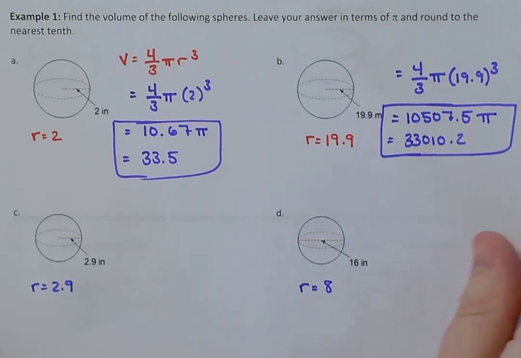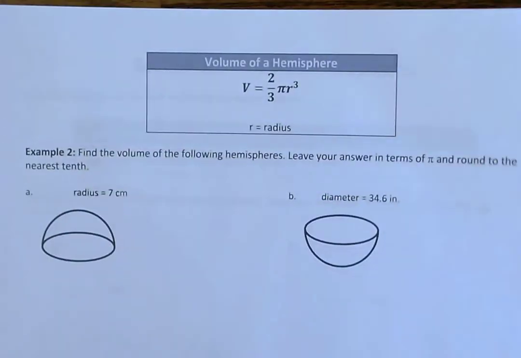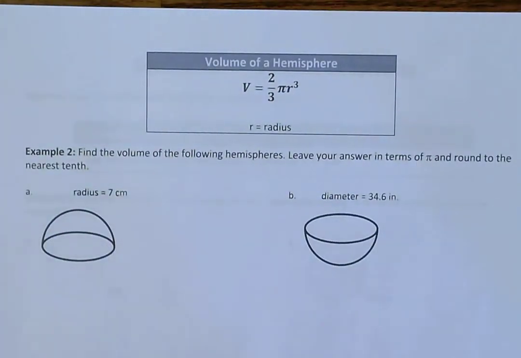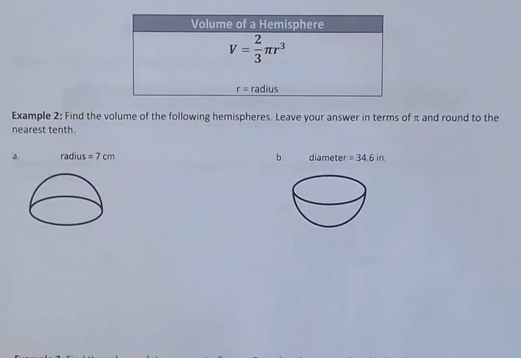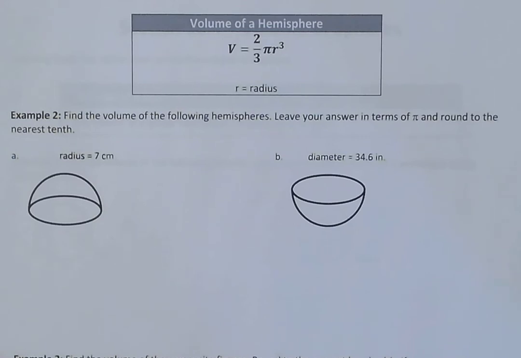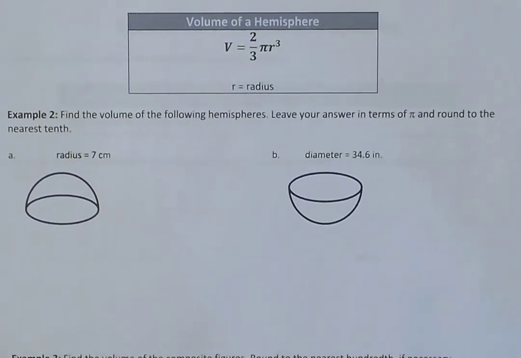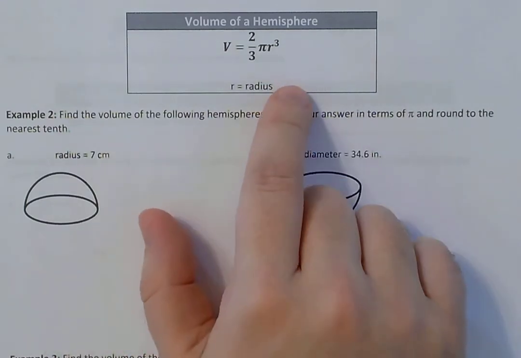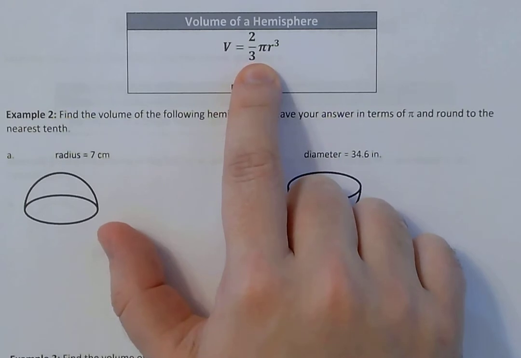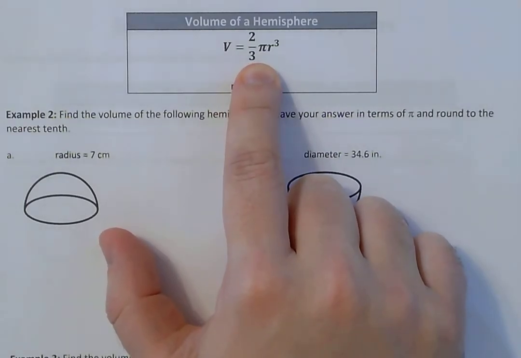Now, before we wrap up today, I do want to take a look at hemispheres. So hemispheres are very similar to spheres. All we're doing is really just halving the formula of a sphere. So a hemisphere is half a sphere. So instead of 4/3 pi r cubed, it's now 2/3 pi r cubed. So instead of a 4, we've reduced it to a 2.